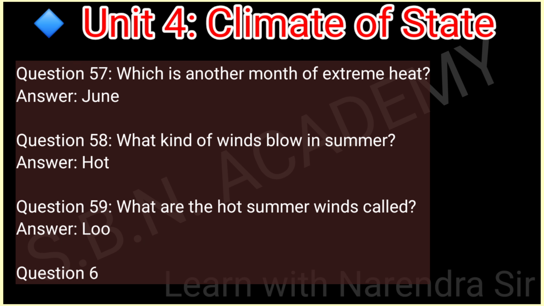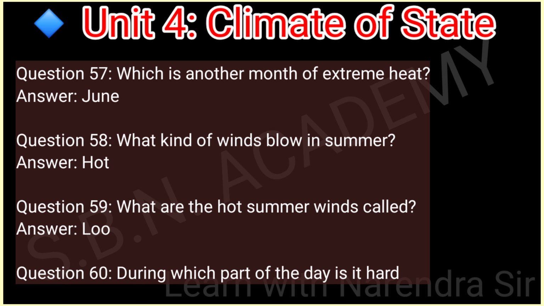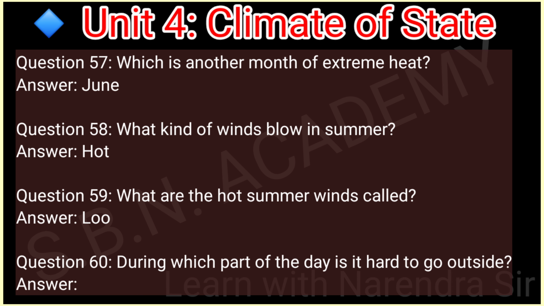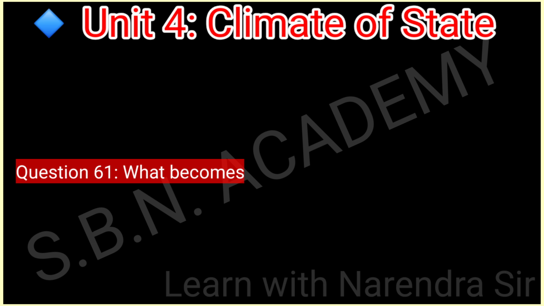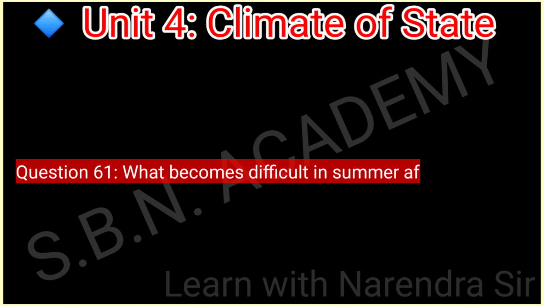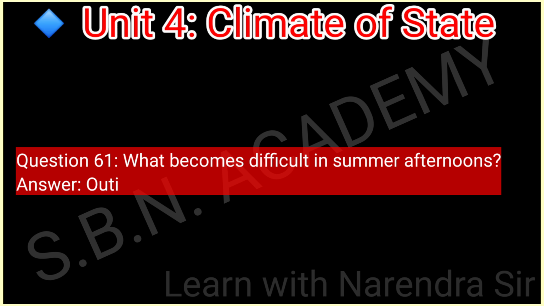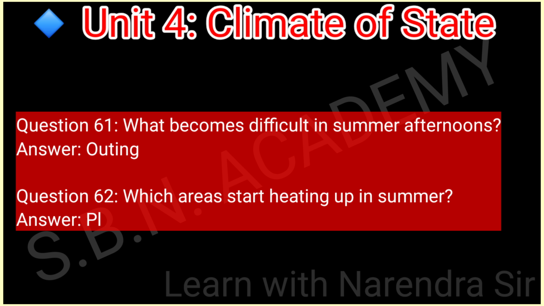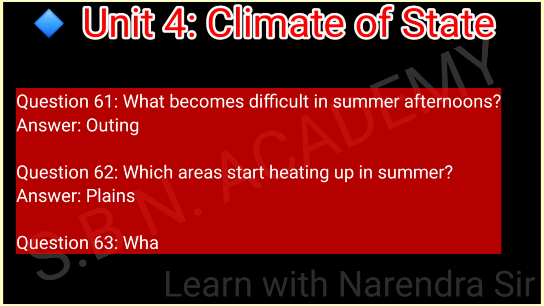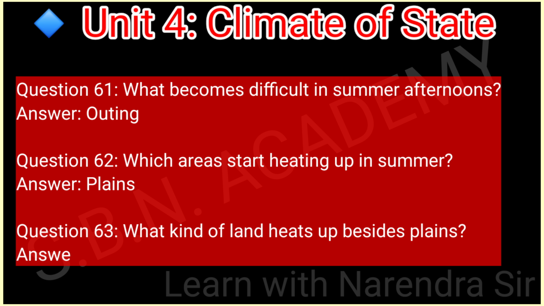Question 60. During which part of the day is it hard to go outside? Answer, afternoon. Question 61. What becomes difficult in summer afternoons? Answer, outing. Question 62. Which areas start heating up in summer? Answer, plains. Question 63. What kind of land heats up besides plains?